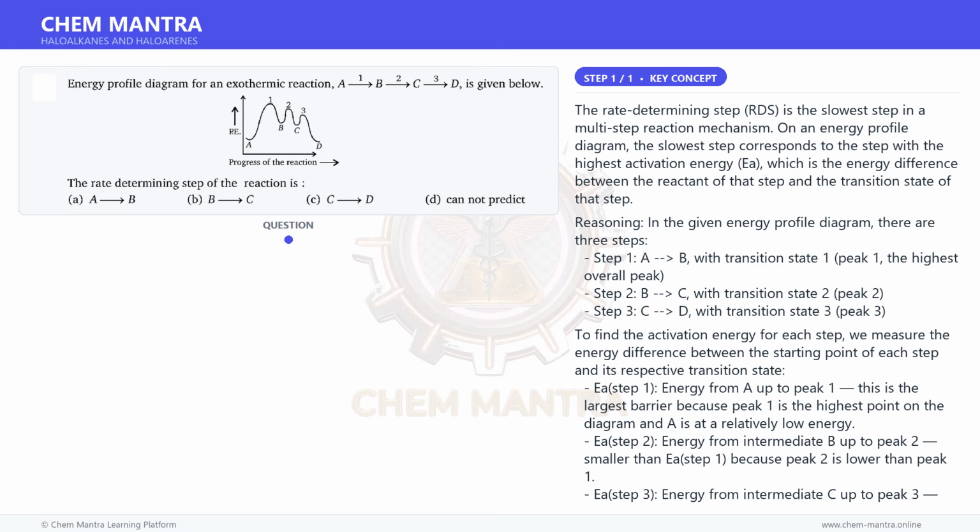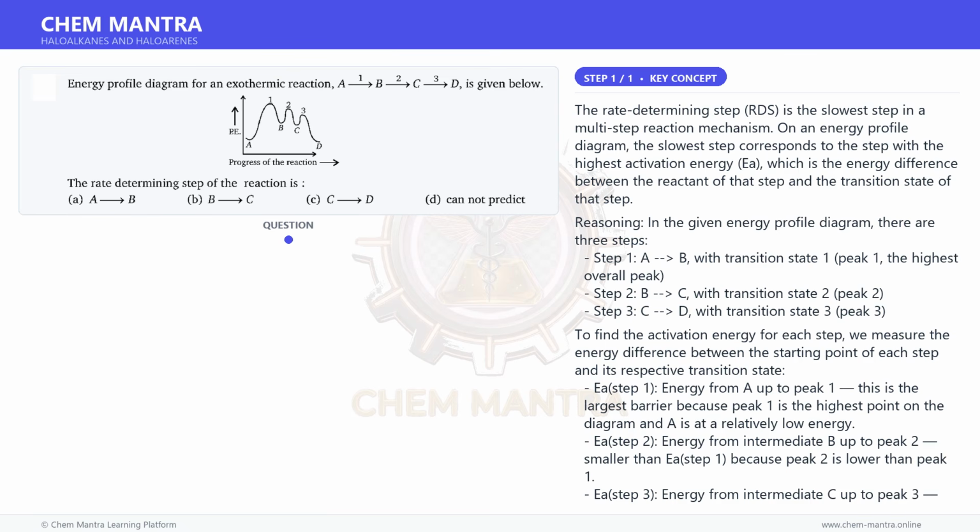Reasoning: in the given energy profile diagram, there are 3 steps. Step 1, A to B, with transition state 1, peak 1, the highest overall peak. Step 2, B to C, with transition state 2, peak 2. Step 3, C to D, with transition state 3, peak 3.